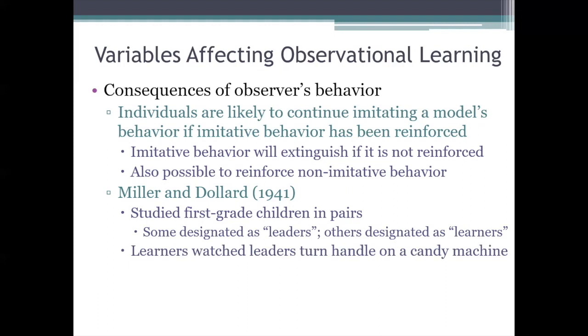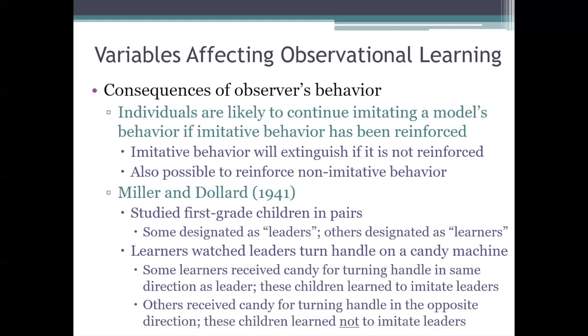Now, in each pair, the leader always went first. That's what made them the leader. And that leader was told in advance to turn the handle in a particular direction. So the researchers told the leaders which direction to turn the handle in. The learner could see which direction the leader turned the handle in, but they couldn't see whether or not the leader got any candy for turning it in that direction. So in this study, the leaders were basically the models, right? They were modeling a behavior for the learners. So the learners were the observers. The consequences of the leader's behavior were unknown to the learners. So the experimenters controlled for that variable. And it was the learner's behavior that the researchers were most interested in.